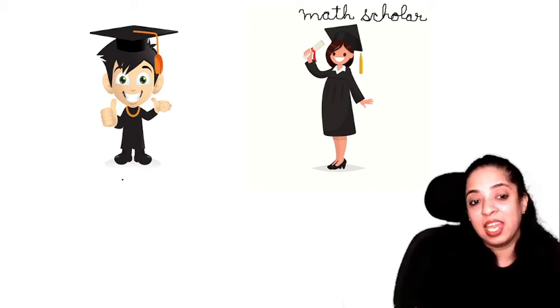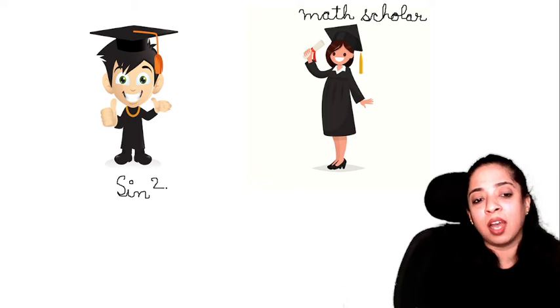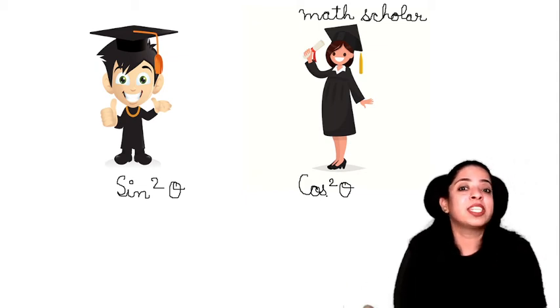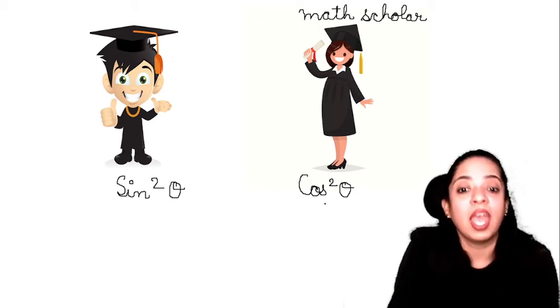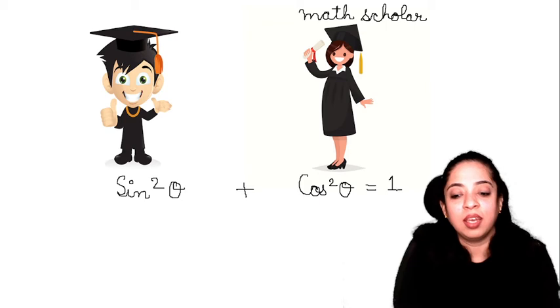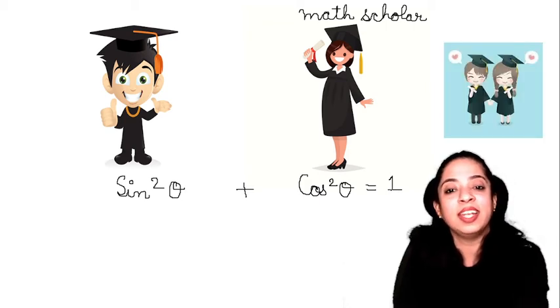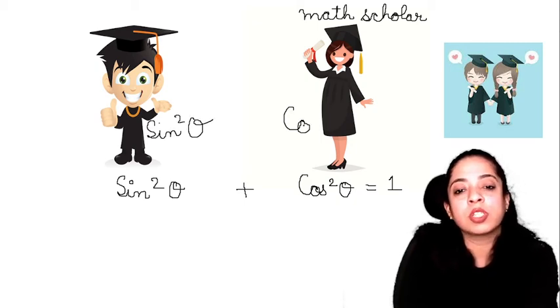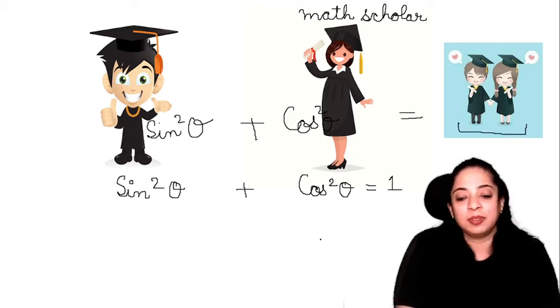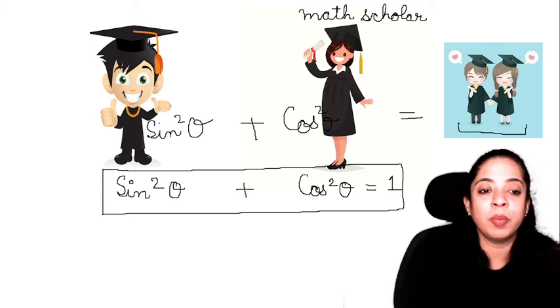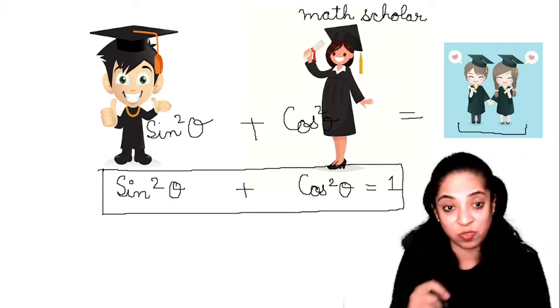The boy says that if I was sine square theta and you were cos square theta, then together we are one. Did you get it? Isn't it amazing? So this is our basic trigonometric identity. From this trigonometric identity, we are going to derive the other ones very quickly.